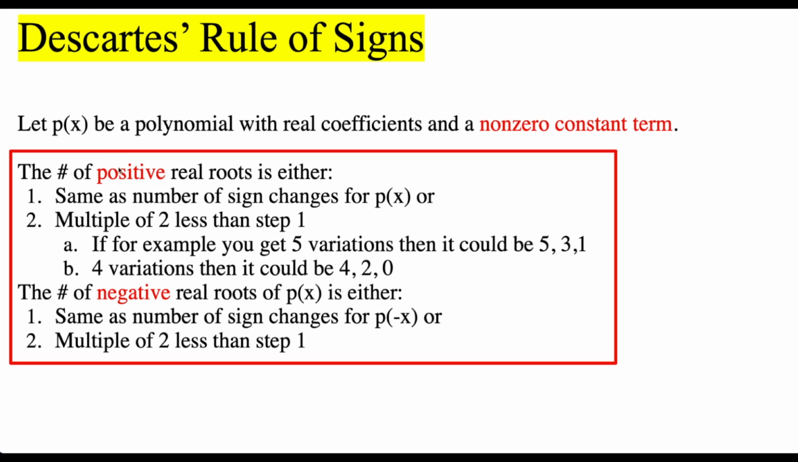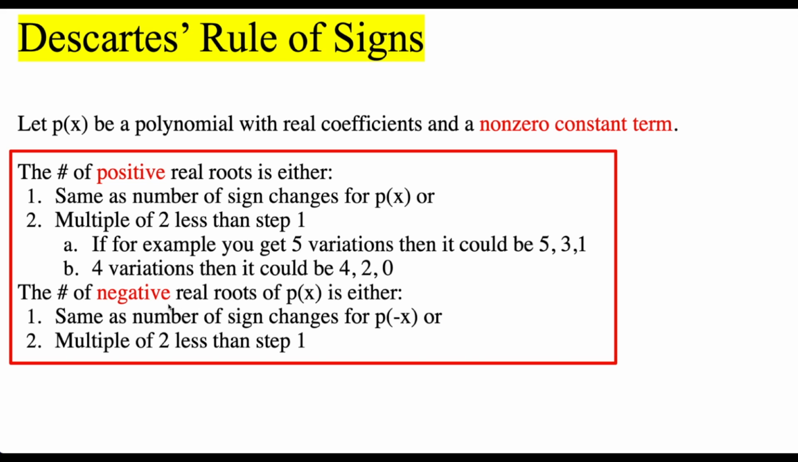And it says the number of positive real roots is either the same as the number of sign changes for the function, or a multiple of 2 less than that. Again, it's going to make more sense when we do a problem. If, for example, you get 5 variations, then you could have 5, 3, or 1, and you can't have a negative. Now, if you had 4 variations, it could be 4, it could be 2, it could be 0, because you could subtract 2 each time.